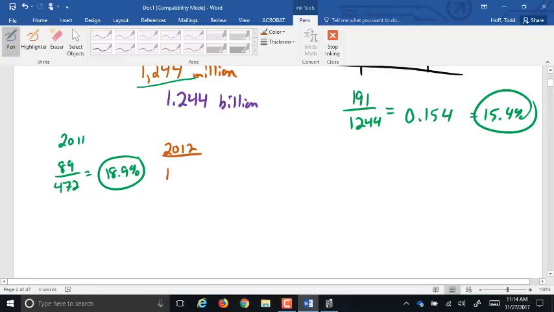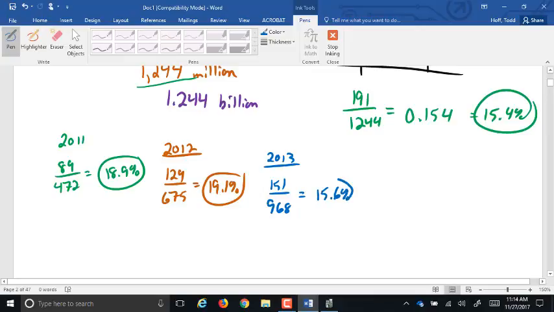So in 2012, it was 129 out of, was that 675? 19.1%. And in 2013, it's 151 out of 968, down to 15.6%. There was 15.4% we got in 2014.